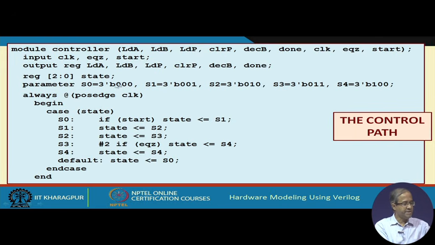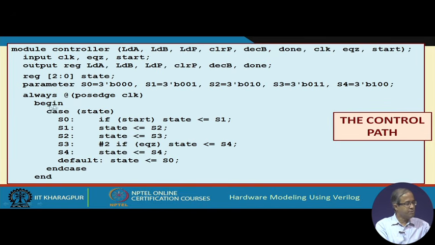Now, in this example there were 5 states. So, you need 3 bits to encode this state. So, I am using a parameter statement to define the states and give them names S0, S1, S2, S3 and S4. Well, the use of parameter makes it much easier for this code to understand, otherwise you have to write 000 here, 001 here and so on.